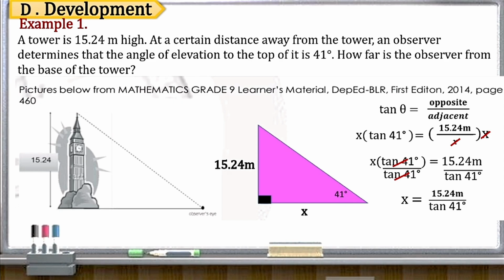Then, pwede na natin, class, makuha yung value ng x gamit, class, ang scientific calculator. So, ang gagawin lang natin, pipindutin lang natin sa scientific calculator 15.24 tapos divide by tangent 41. So, x is equal to 17.53 meters. Therefore, distance between the observer to the base of the tower is 17.53 meters.